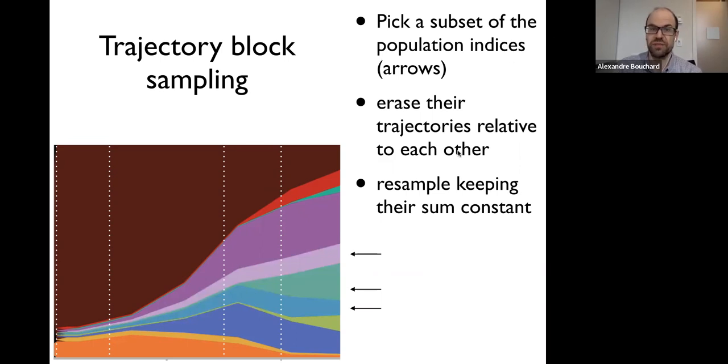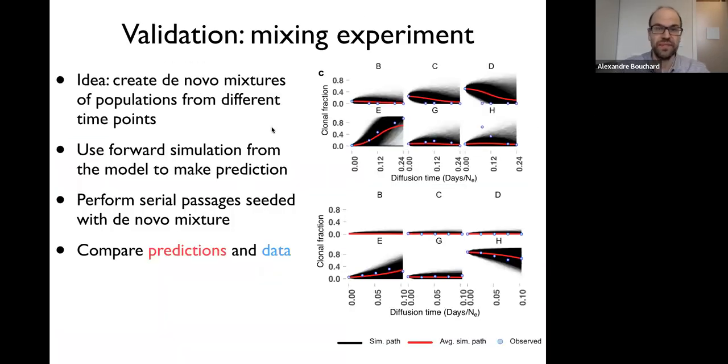Now let's talk a little bit about some of the validation we did for this method, this model. A first idea that I briefly mentioned when I was talking about the experimental setup is that we can create what you could call de novo mixtures, where we take biological tissues, mix them, and engraft this mixture into another mouse. Since we've done inference for each of the two time series, we get estimates of fitness coefficients, and then we can make predictions on how this mixture will evolve over time.